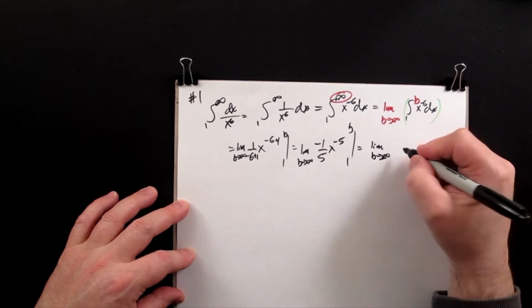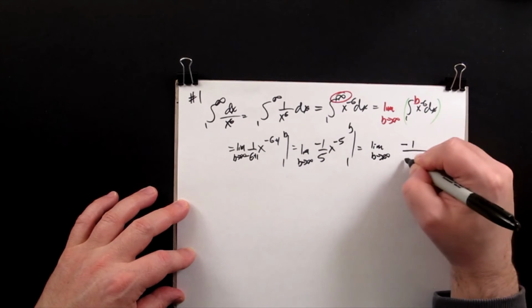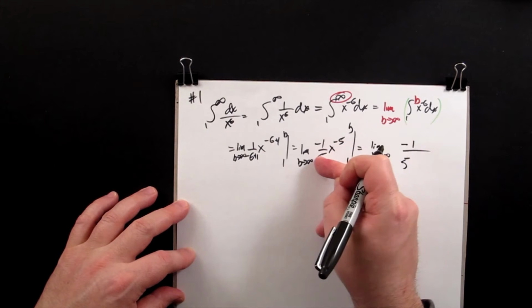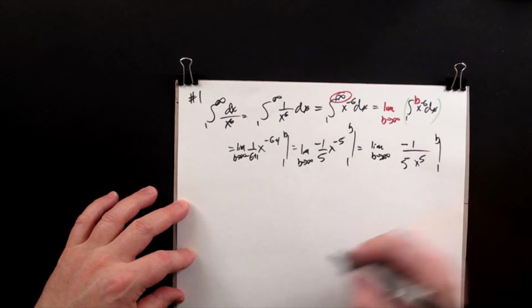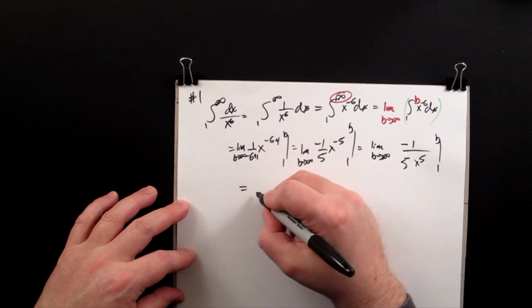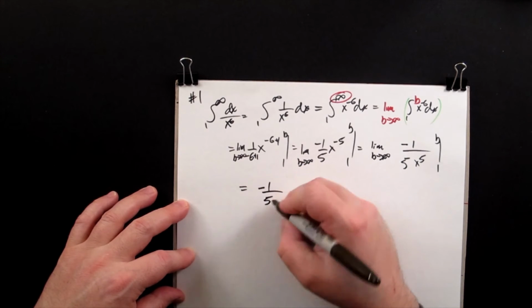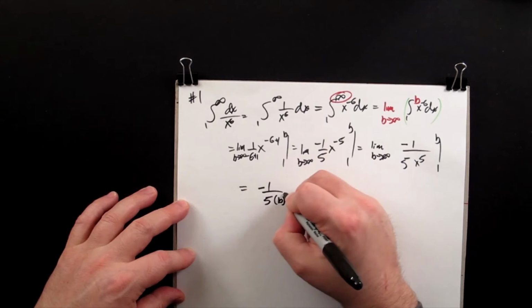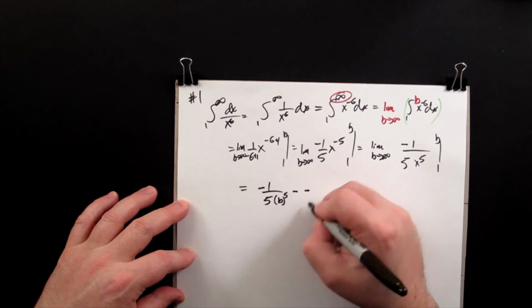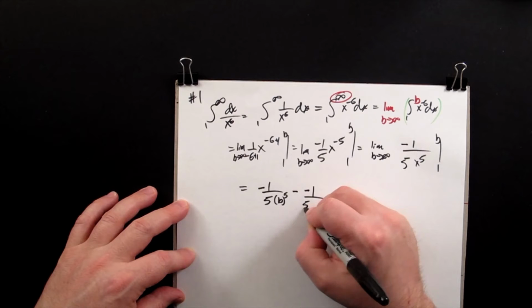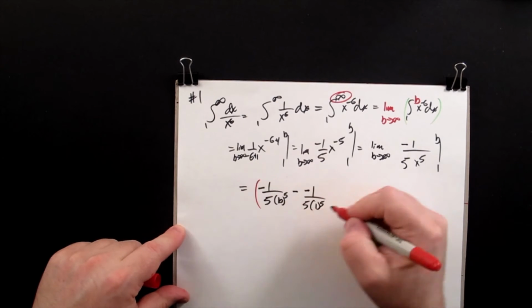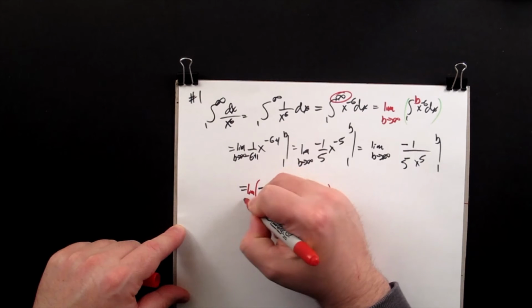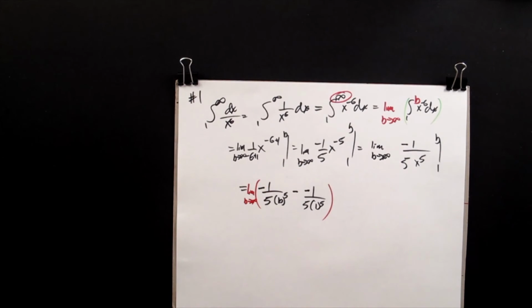So I want to do a little bit of algebra on this first. So I'm going to pull this x to the minus 5 down because it'll be easier to evaluate in a second. And so that will be minus 1 over 5 b to the 5th minus 1 over 5 times 1 to the 5th. And we still have this limit, that's important, going to infinity. We're about to evaluate that once we clean this up.